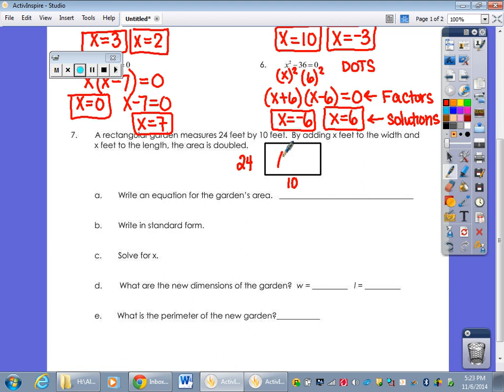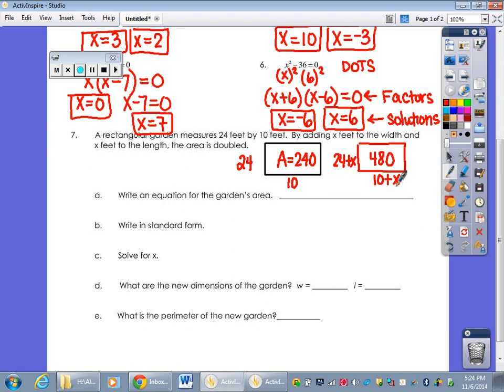So what is the area right now in this rectangle is 240. So the new area of our new rectangle is going to be doubled, which would be 480. And that's if we add x to the length and add x to the width. And the area will be doubled, so 2 times 240 is 480.